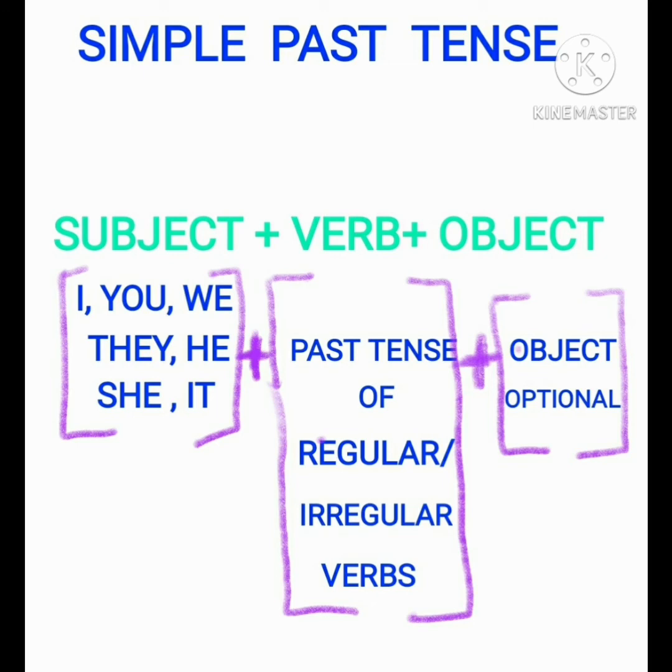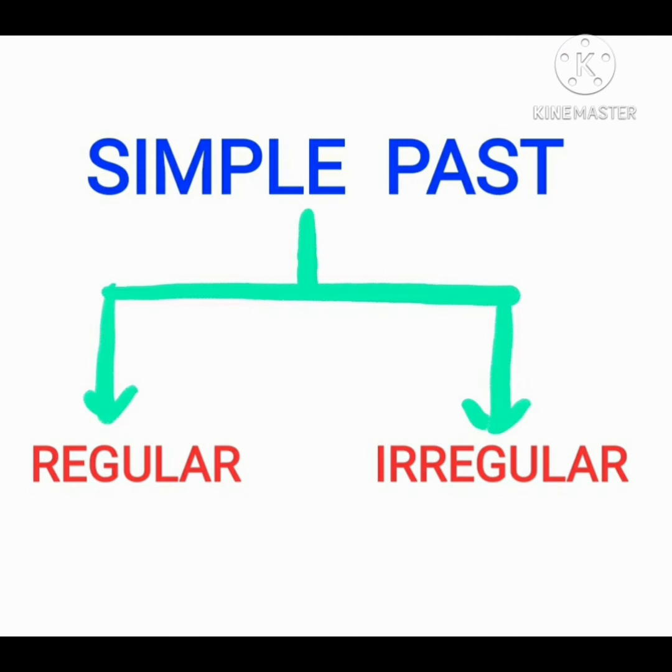Subject. You came across the different subjects in the three persons of English grammar, that is, I, you, we, they, he, she, and it. Verb. Verbs in simple past have two forms, regular verbs and irregular verbs. Regular verbs indicate the past form of verbs by adding ed at the end of the verb. They follow a similar pattern.